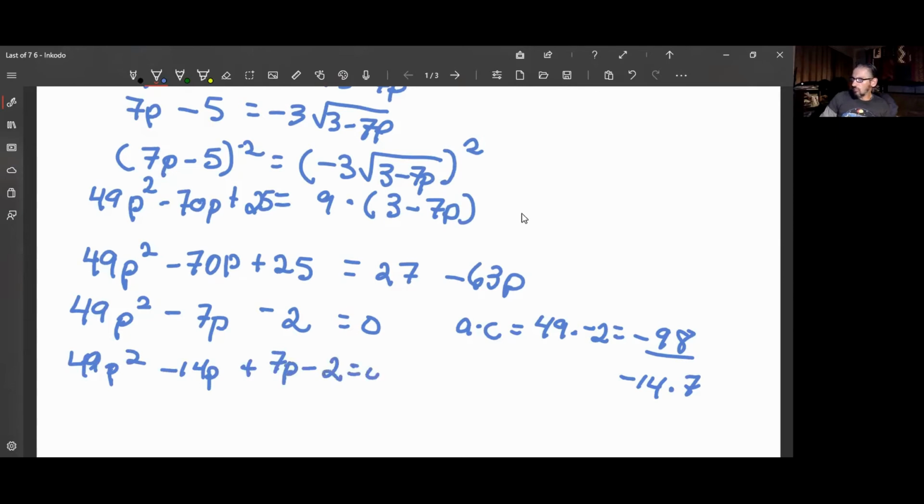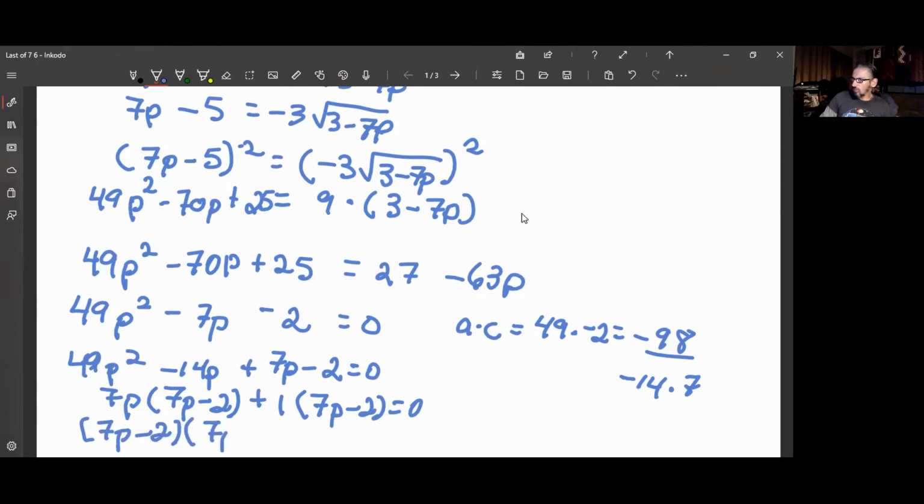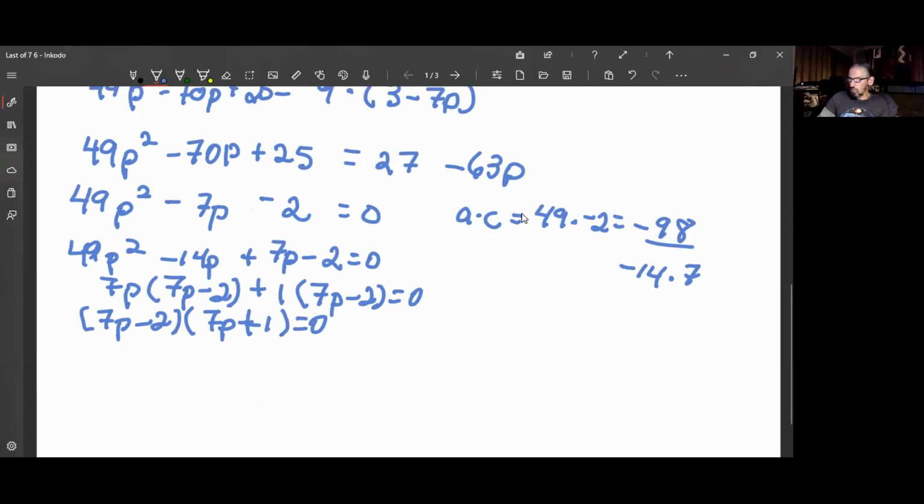From the first two, I can factor out a 7p, which would give me 7p minus 2 as the other factor. I can only factor out a 1 from the second group. 7p minus 2 is common. And so the other factor is the 7p and the plus 1 the 7p minus 2 was multiplied to. Finally, the only way you can multiply two things and get a product of 0 is if one of the factors is 0.